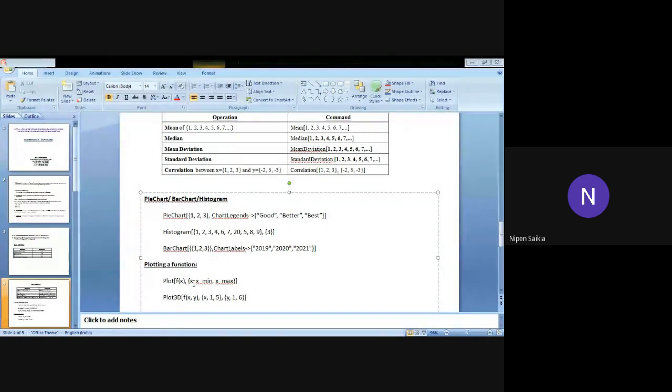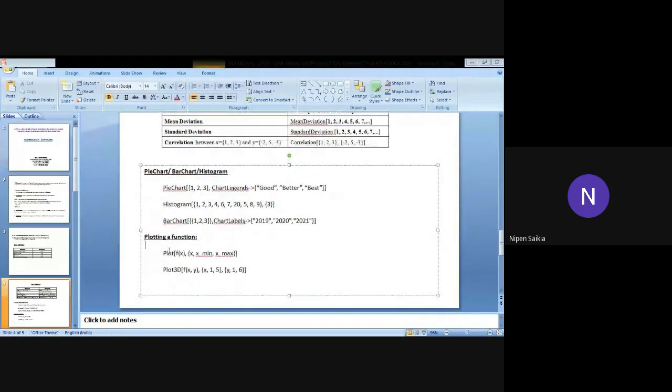Similarly, for plotting, if we have a function of one variable, say f(x), we have to plot this function between the range x minimum, meaning the minimum value of x, and x maximum. So we write Plot within square brackets, define the function f(x), put the variable x, comma, then the minimum value, then the maximum value.